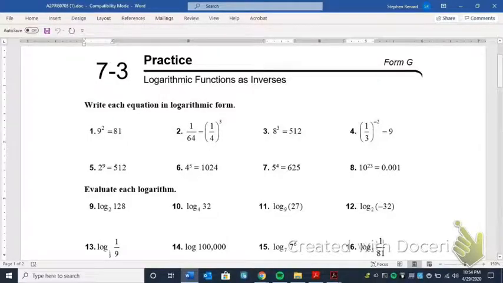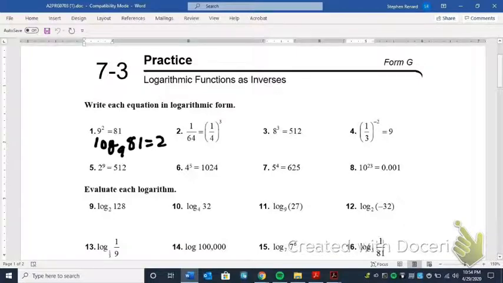So, on to problems. Write each in logarithmic form. We're going to take the same information I just gave you and apply it. For number 1, we have 9, that's our base, squared, that's our exponent, equals 81, that's our answer. So when we write it in logarithmic form, we write log. What's our base? 9. What's our answer? 81. What's our exponent? 2.